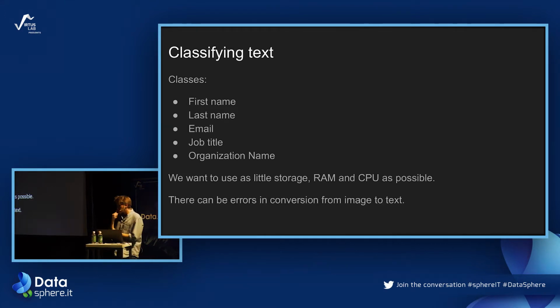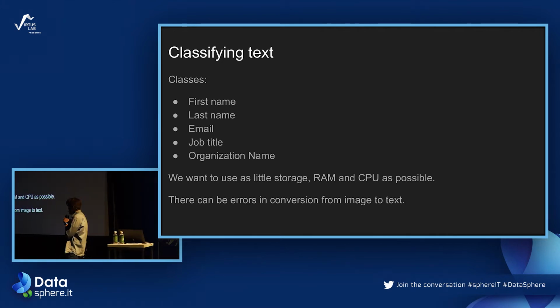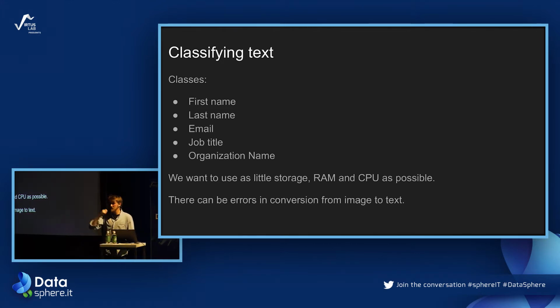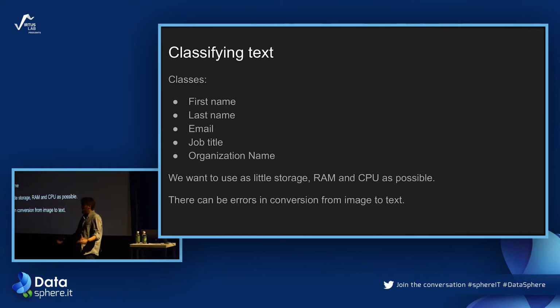Okay, so let's go to the text classifying. This would be the requirements I came up with. So we have classes, because we don't need to exactly understand what the information is about. We need to know what kind of information it is. So we would have first name and last name, so some name information, email address, job title, and organization of the person that gave us the business card. And also, I think I missed, the phone number, obviously.